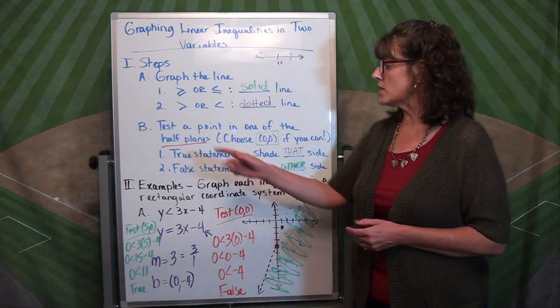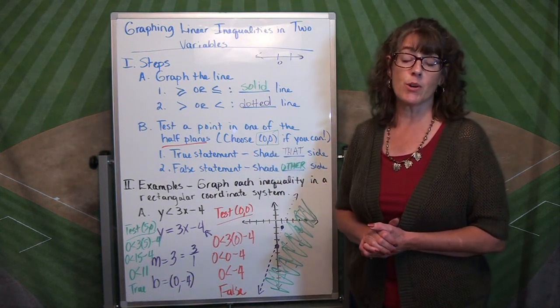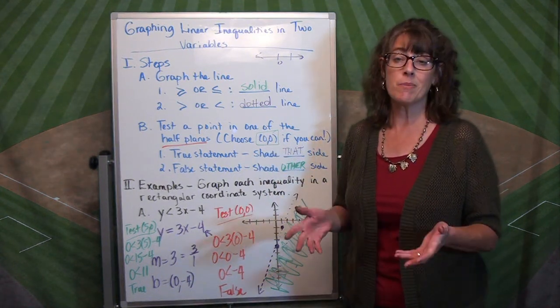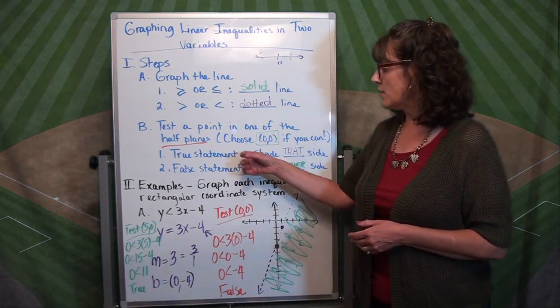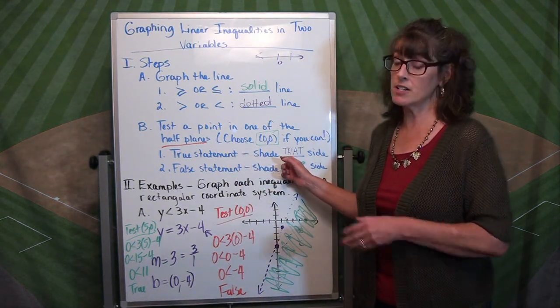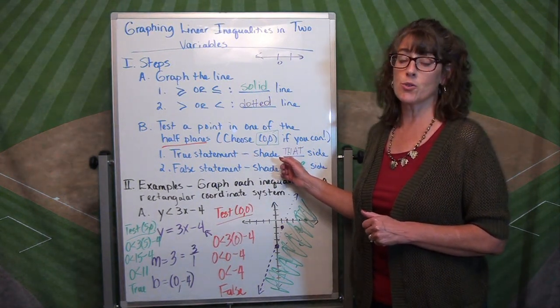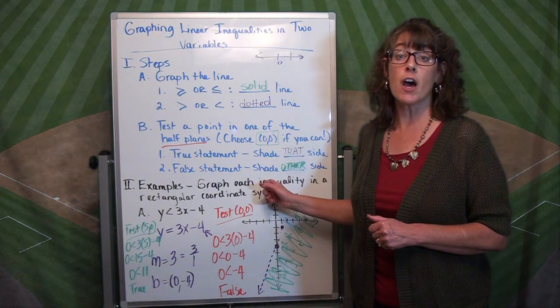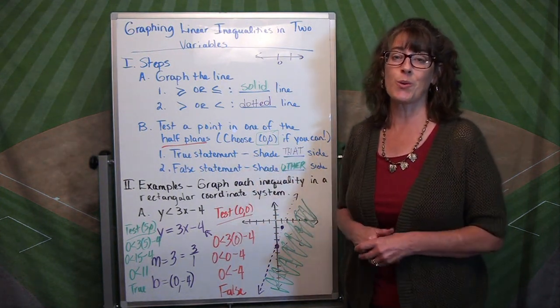And all you have to do is test a point that's in one of the half planes. Pick your beloved 0, 0 if you can. If you can't, pick something else that's in the half plane. When you plug it into the inequality, if it creates a true statement, shade that side because everything there is going to work and create truth. If it doesn't create truth and you get a false statement, shade the other side because nothing on that side will work and everything on the other side will work.